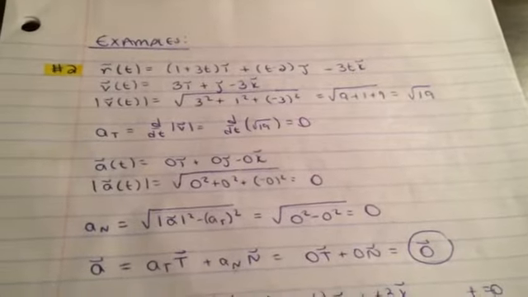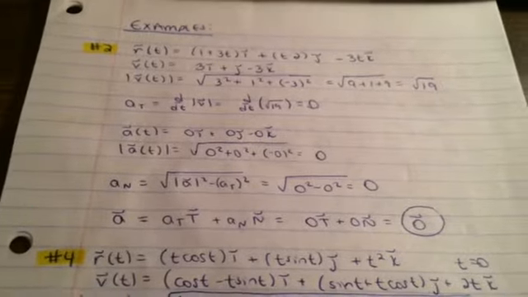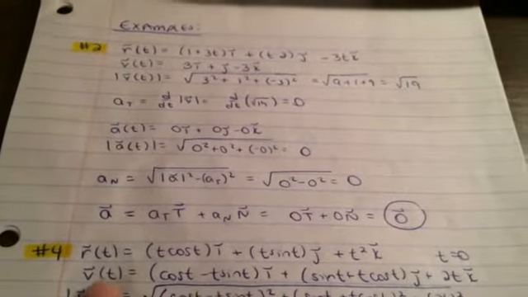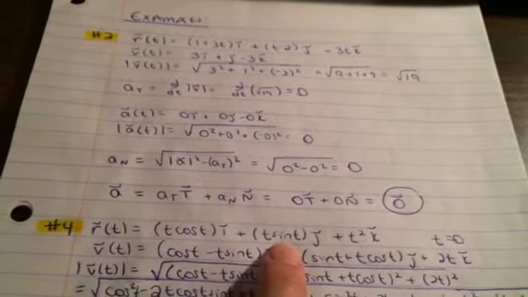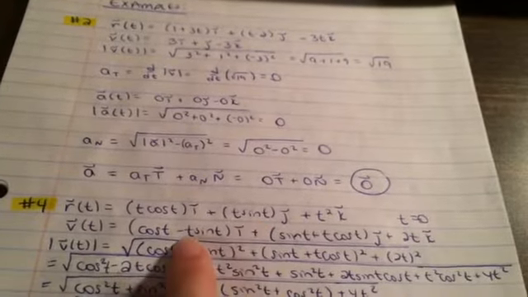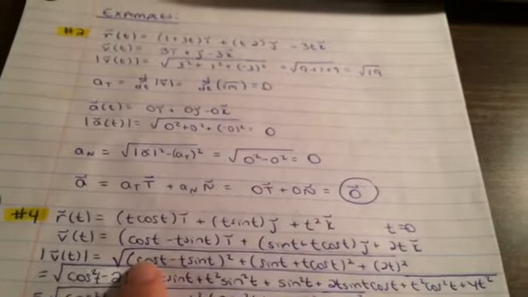All right, let's look at another one. This one's the same thing, but they give you a t value to plug in. This is number 4. So we're going to do the same things. We're going to find the velocity vector, which is just the derivative. So notice here and here, it's product rule. You have to do product rule. Okay, so product rule, I end up with 2 pieces. Then I have to find the magnitude.